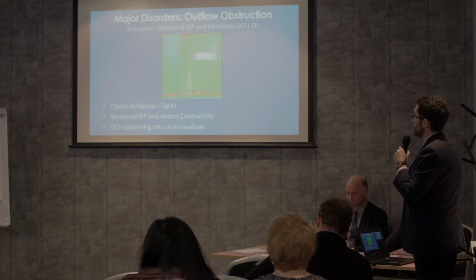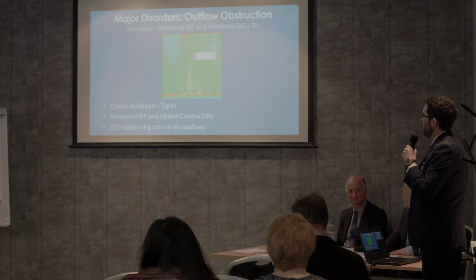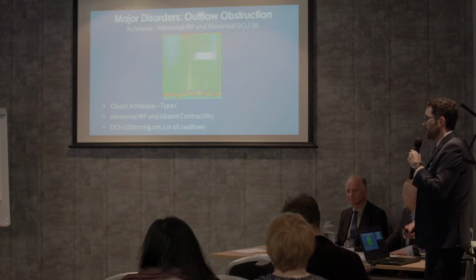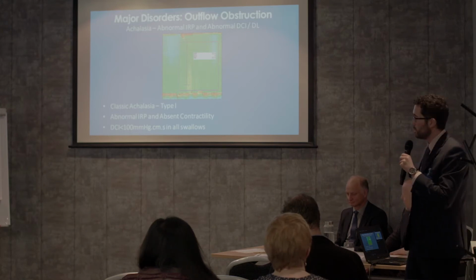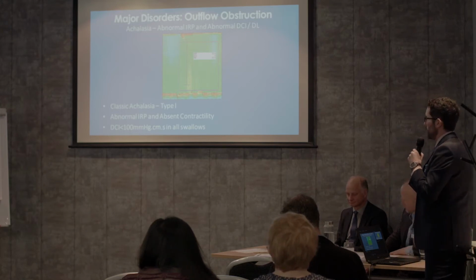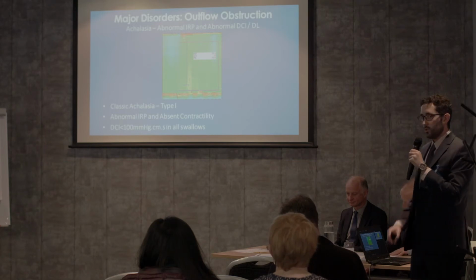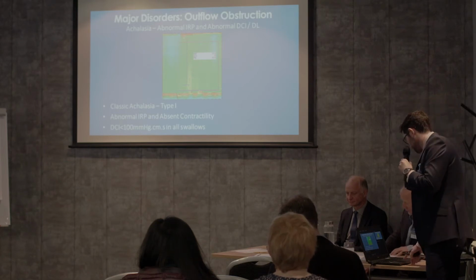This is classic achalasia, type 1. Abnormal IRP, so when we say abnormal IRP, we're measuring the 10 wet swallows and we're taking the median value. And so this is raised IRP and no contraction, so all swallows less than 100 DCI.